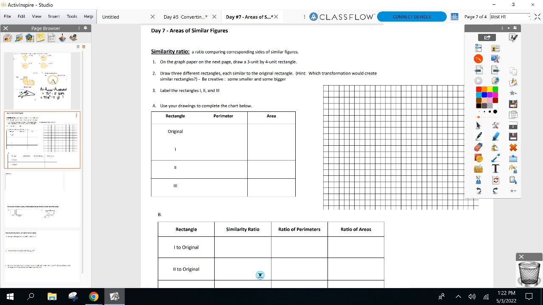So on the back, the second page of your notes today, if you flip it over, you've got a large sheet of graph paper. Up in the corner, I'd like you to please graph a 3 by 4 rectangle. The 3 will be the vertical part of it. So graph just quickly 1, 2, 3 by 1, 2, 3, 4. 3 by 4.